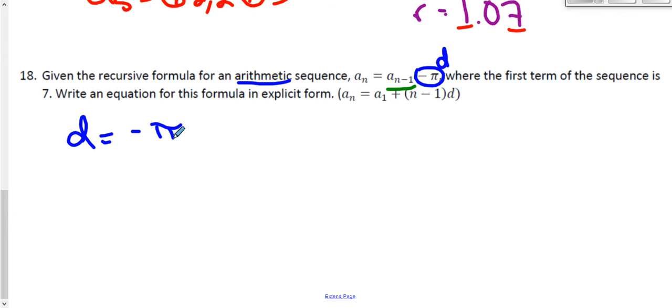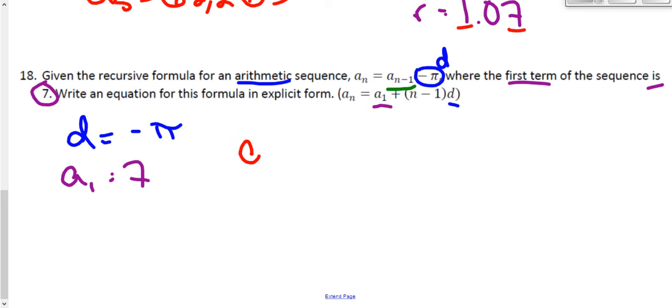Now all we have to do is throw in the information we know from this problem into this arithmetic formula, which again is the one that they give to you as a reference. We need d, which we just discovered is negative pi. We also need a sub 1, which with the recursive formula they always have to tell you. And I know that this word problem is written a little awkwardly. It says the first term is, and then the 7's all the way over here. But it still tells us that a sub 1 is the number 7.